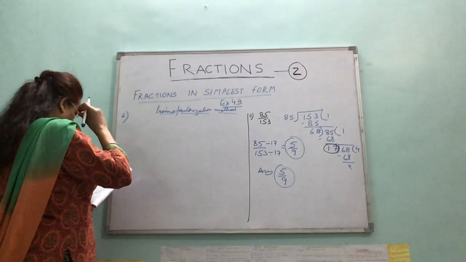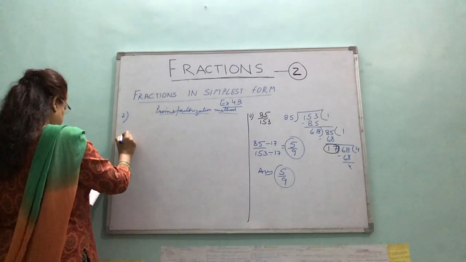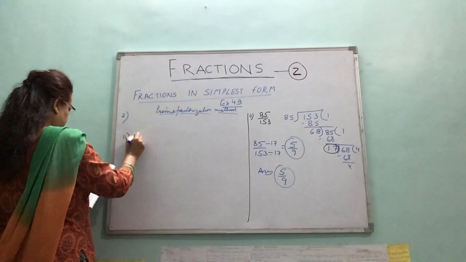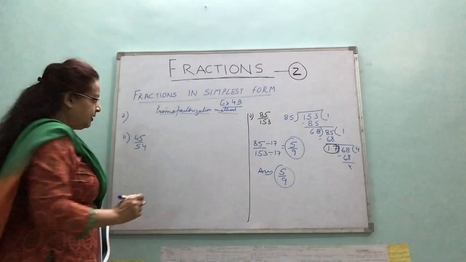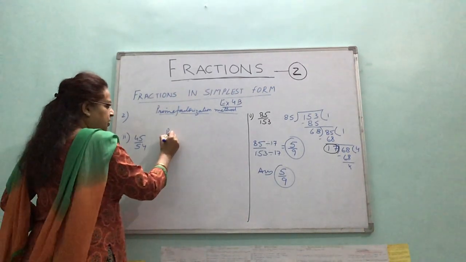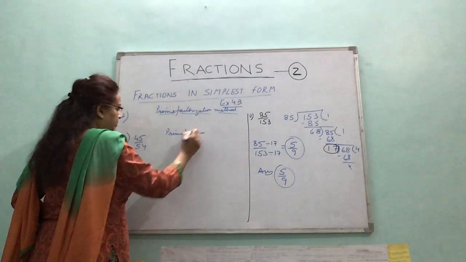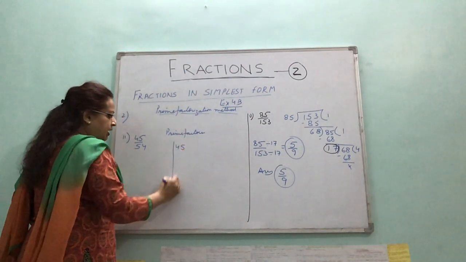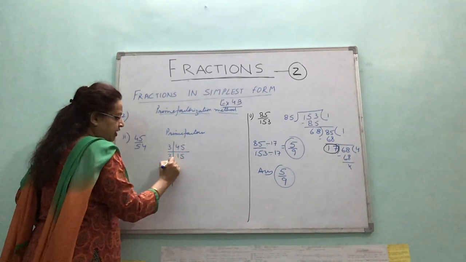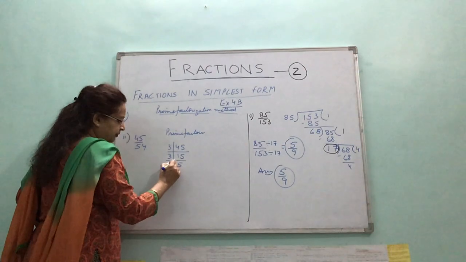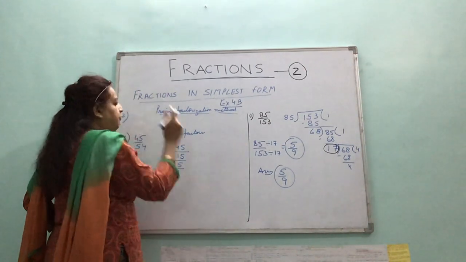Which question am I taking? The 5th one. I'll take the easier one first. 45 and 54. To find prime factors, I'm writing here. How to find prime factors? Divide the numbers by prime numbers, first the smallest prime number. So these are the prime factors of 45, and 54.